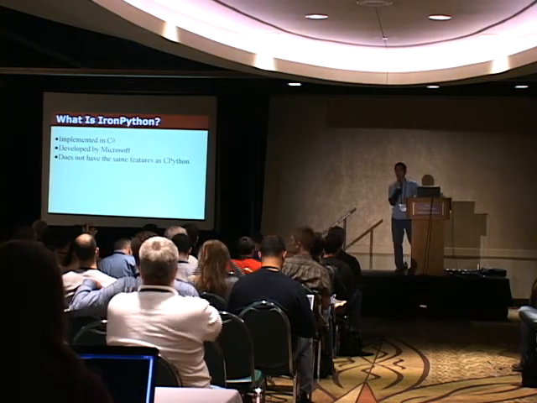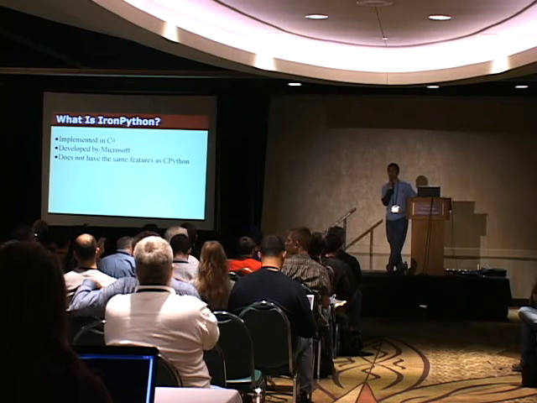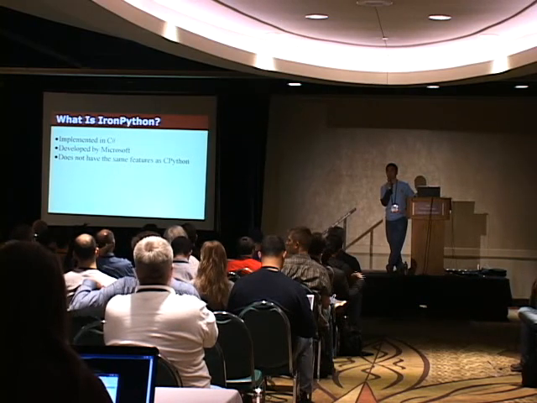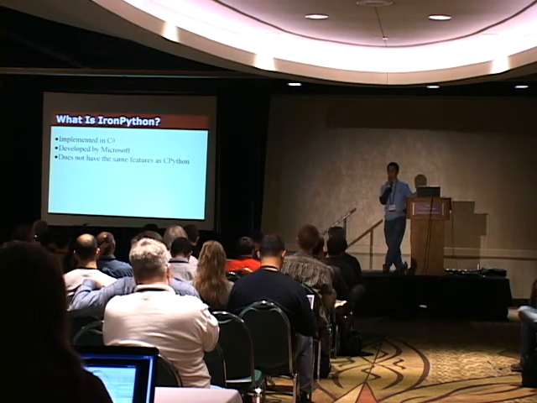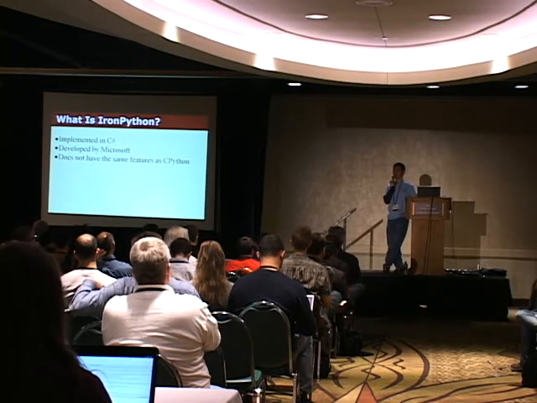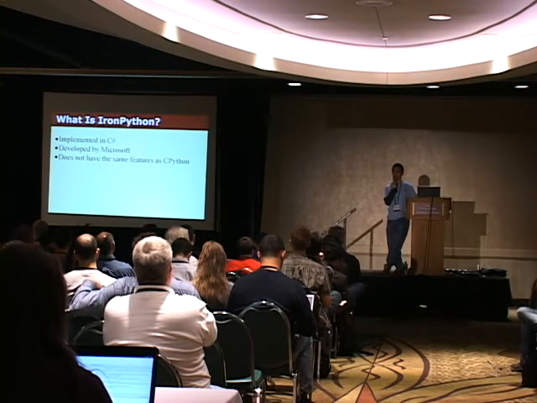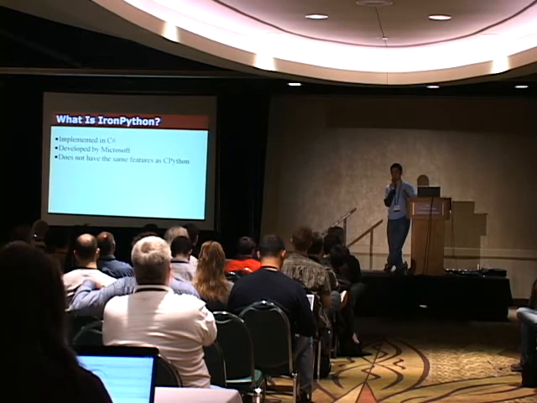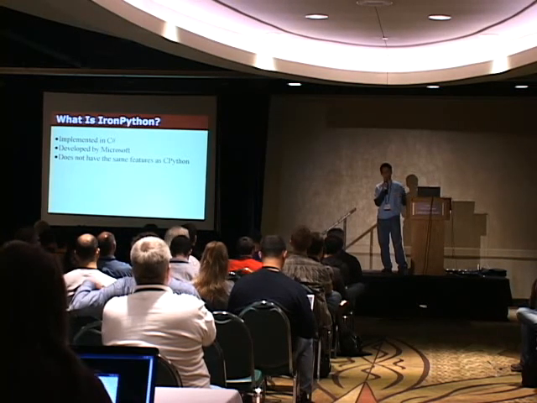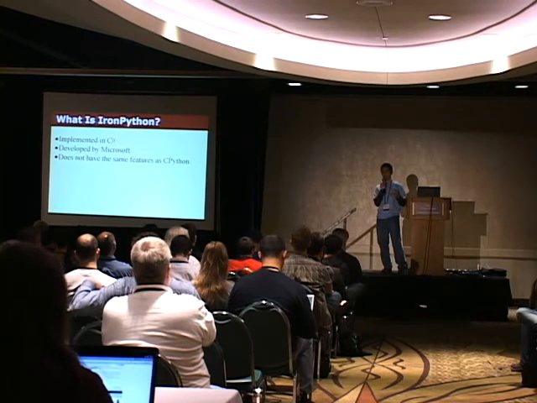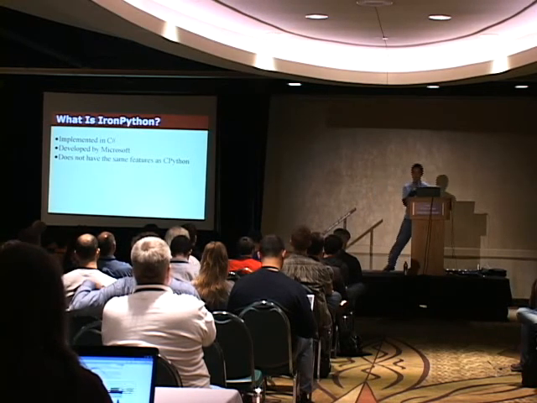Question? The gentleman's question was, he's not clear on what I mean when I say CPython. So CPython is the default implementation of Python. That's the version of Python that if you go to python.org, that's what you get. It's the one that's implemented in C. Whereas Jython is implemented in Java, and IronPython is implemented in C#, which is the primary language of .NET.